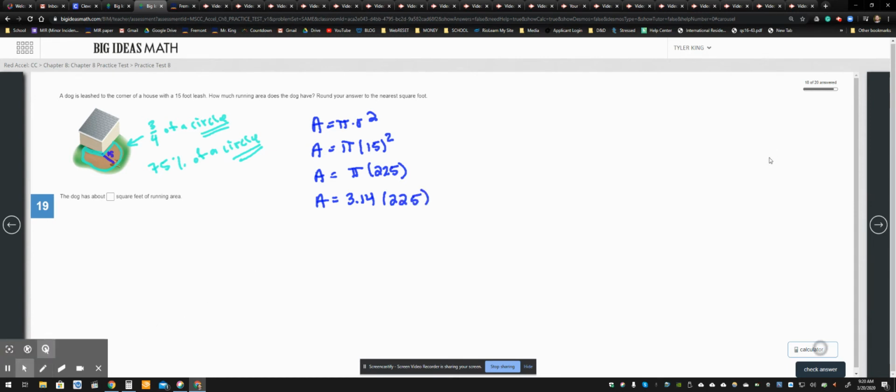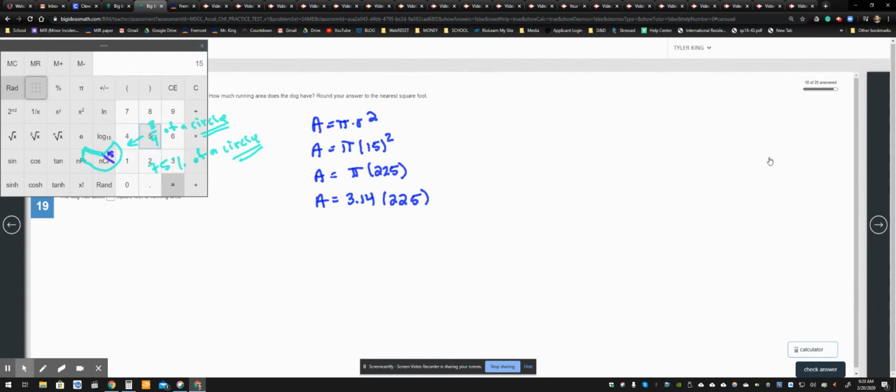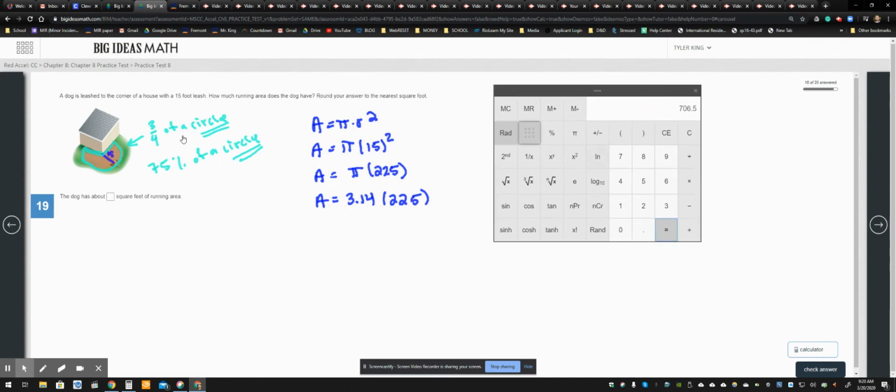Grabbing our calculator, okay, we want to check this. I'm going to check 15 times 15 just because I want to make sure I did it right. Yep, times that by 3.14, and we end up with 706.5, right? So let's just double check that again. We have 225 times 3.14, and we have 706.5. So we have our area of a full circle with a radius of 15 is 706.5.